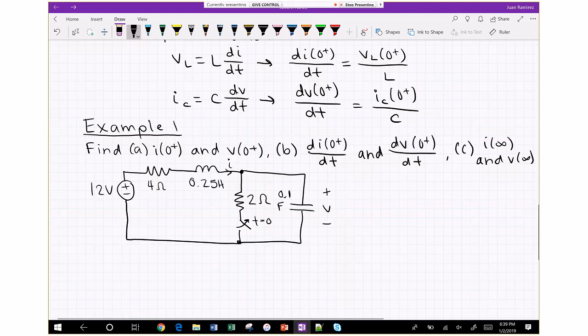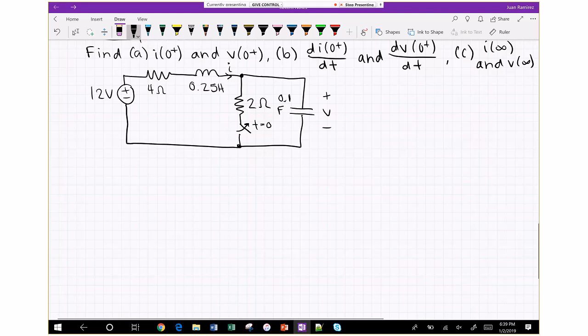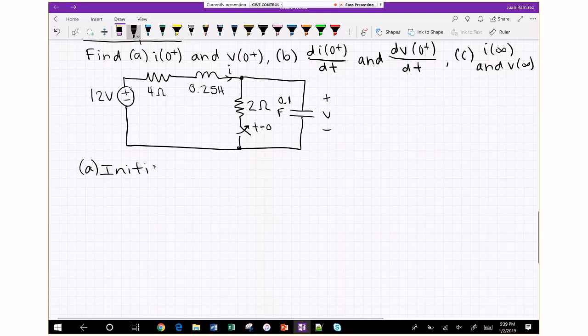Okay, so let's take a look at each step individually. So we'll start with step A. For step A, you want to analyze the circuit in the initial state. So that is, a long time before the transition, assuming it's in steady state at this point. And that means that you treat inductors like a short and capacitors like an open.